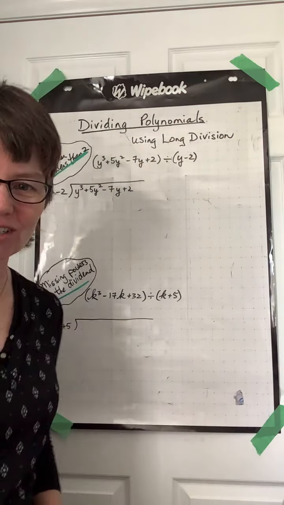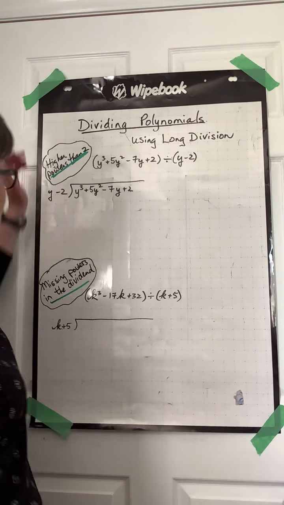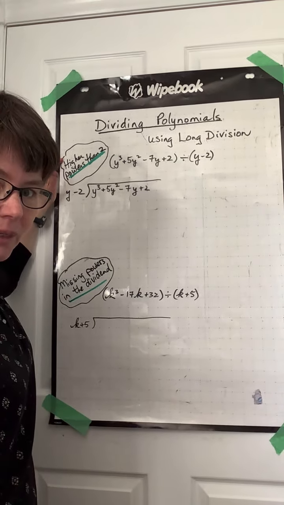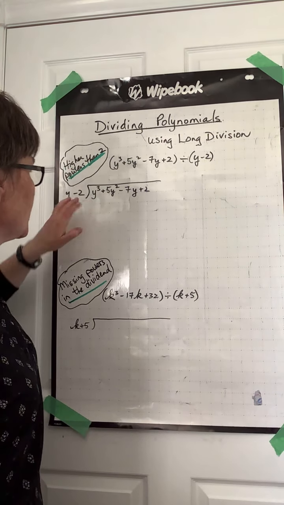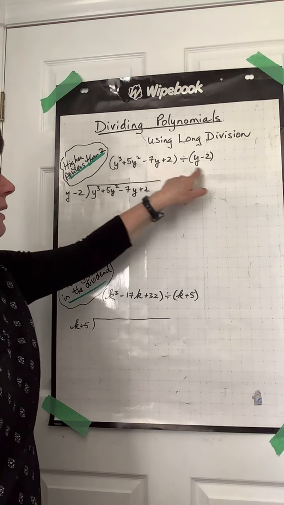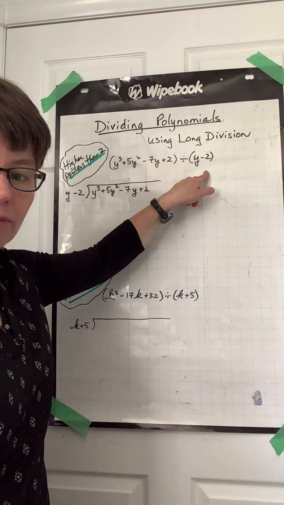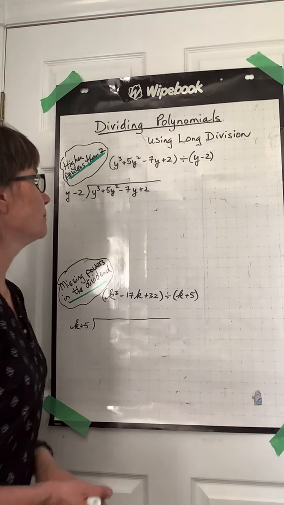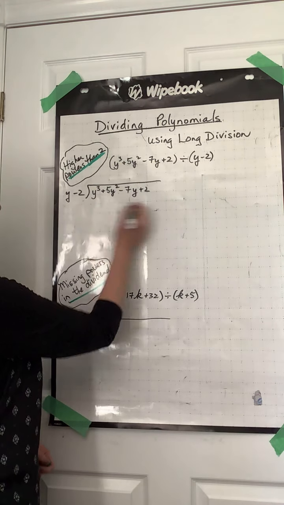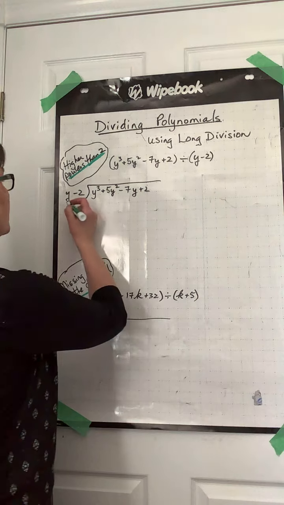Okay, looking at a couple more examples using long division, dividing polynomials. So in this case, we're going to divide one that has a higher exponent than 2. Okay, so we've got y cubed plus 5y squared, subtract 7y plus 2, divided by y minus 2. Still dividing by a binomial of highest power 1. All right, so we end up setting it up like this.